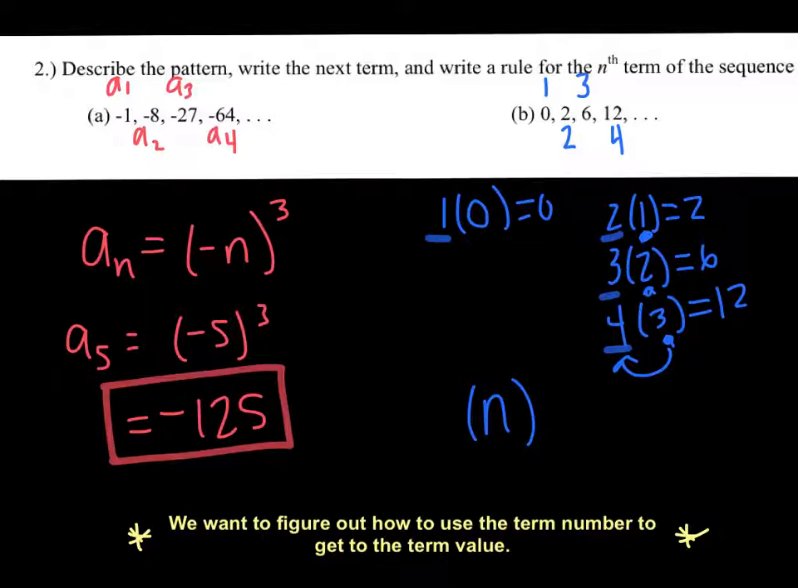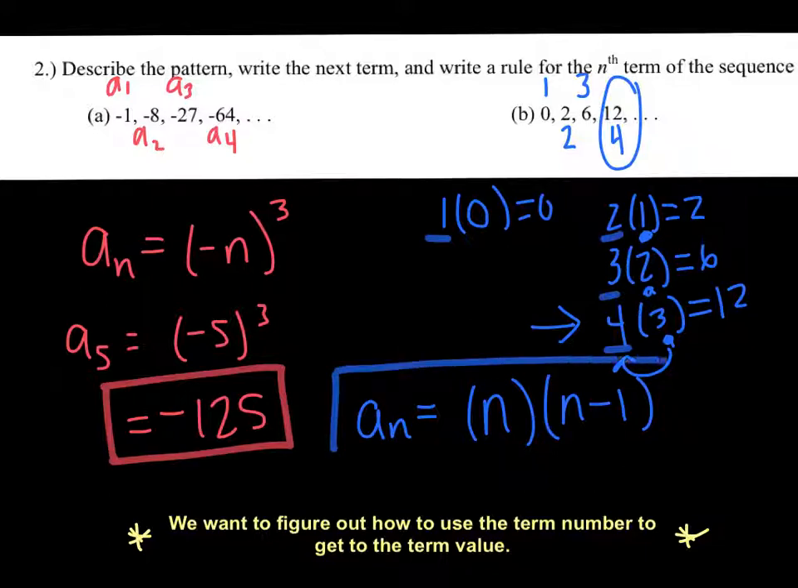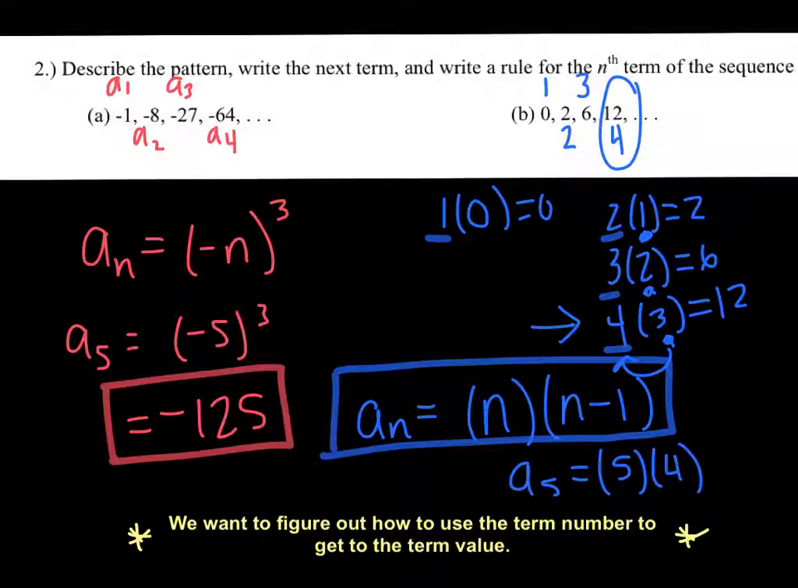So we're going to take the term number. For instance, here, we take the term number, which is 4. It's the 4th term, and multiply it by 1 less than that, which is 3. 4 times 3 is 12. So A sub n equals n times n minus 1. That's going to be your rule. So A sub 5, or your 5th term, will equal 5 times 4, which is 20.